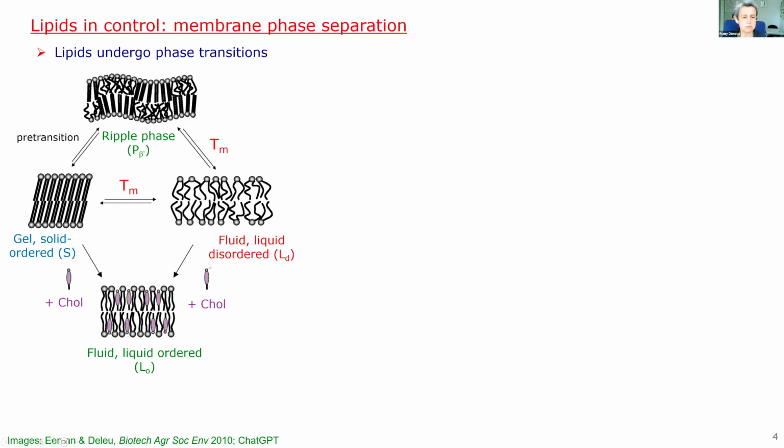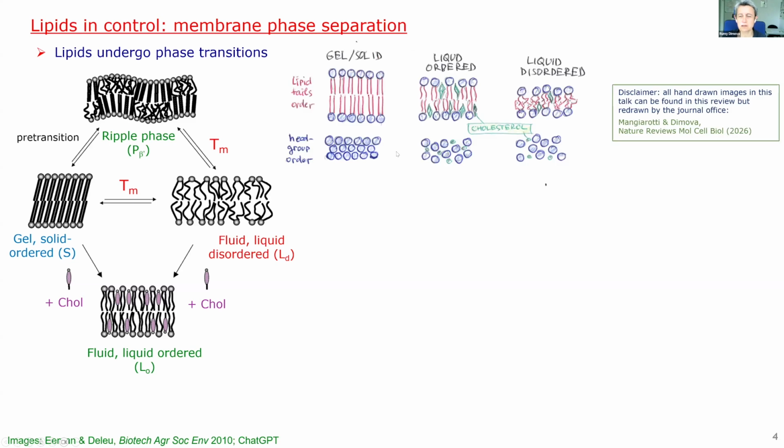To understand the difference between liquid ordered and liquid disordered, which are the most relevant phases in biological membranes, here's another cartoon. And just a disclaimer, these hand-drawn cartoons are part of a review that was recently published, but they were redrawn by the journal office. These here were painted, or colored, by my daughter.